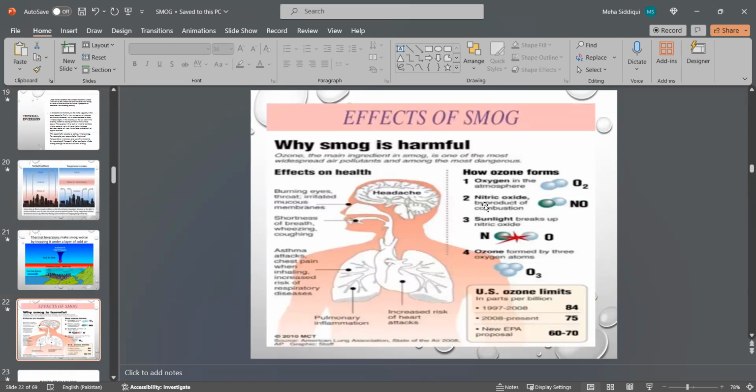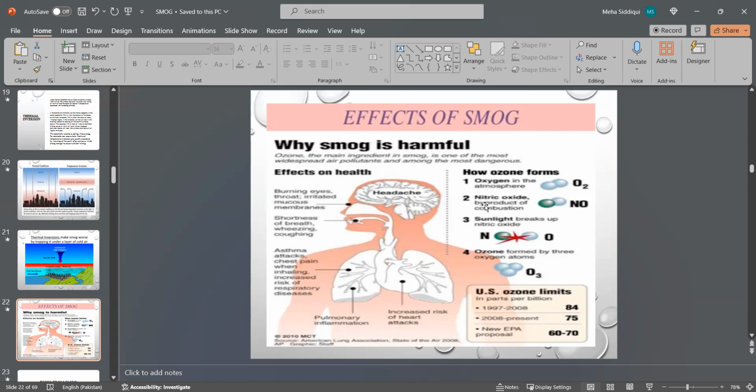Now, effects of smog. Why is smog harmful? Ozone, the main ingredient of smog, is one of the most widespread air pollutants and among the most dangerous. Effects on health: it causes burning of eyes and throat, irritated mucous membranes, shortness of breath, wheezing, coughing, asthma attacks, chest pain when inhaling, increased risk of respiratory diseases, pulmonary inflammation, and increased risk of heart attacks.